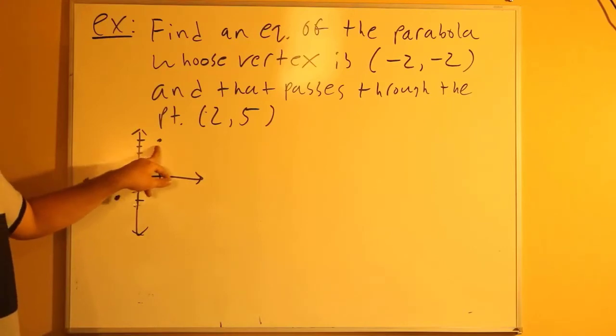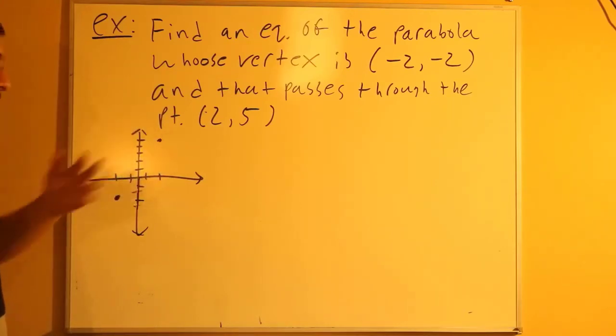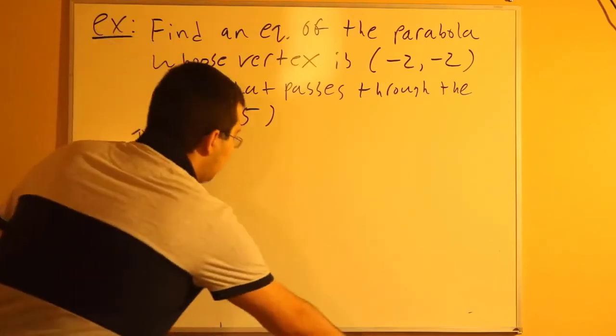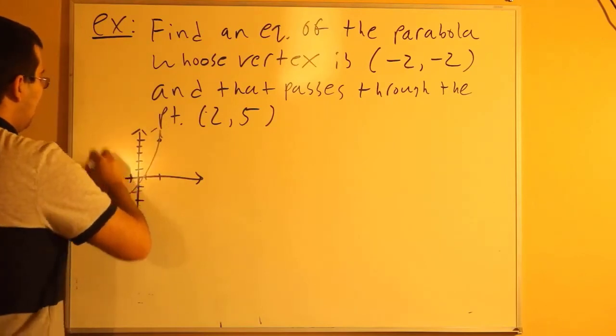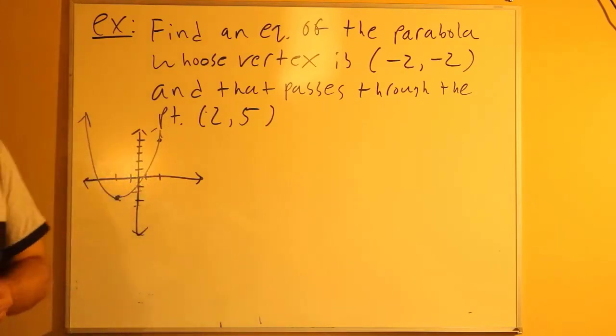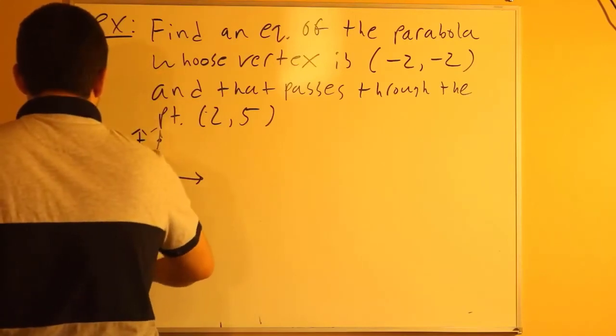However, I also have a point up here. So if this is supposed to be the vertex and I have a point up here, that already tells us that is a guarantee that the parabola has to be opening up. It must look like that in some manner. We already know that it has to open up. So the parabola must open up.